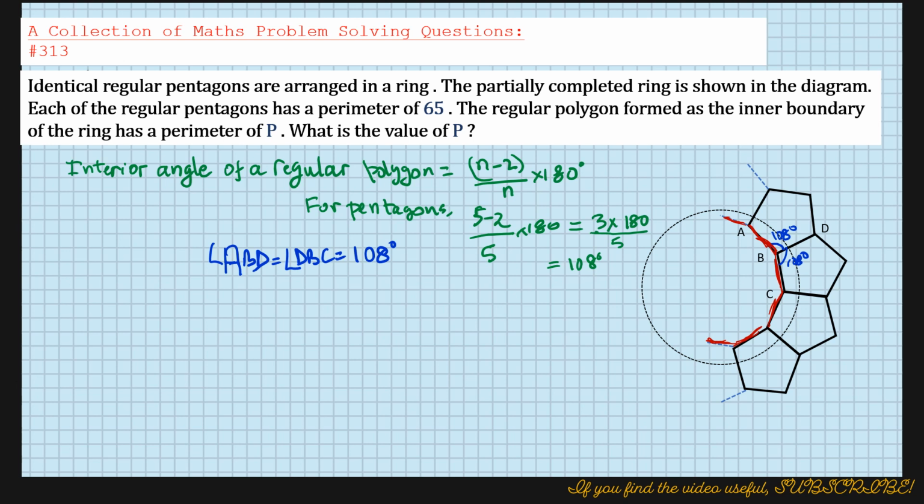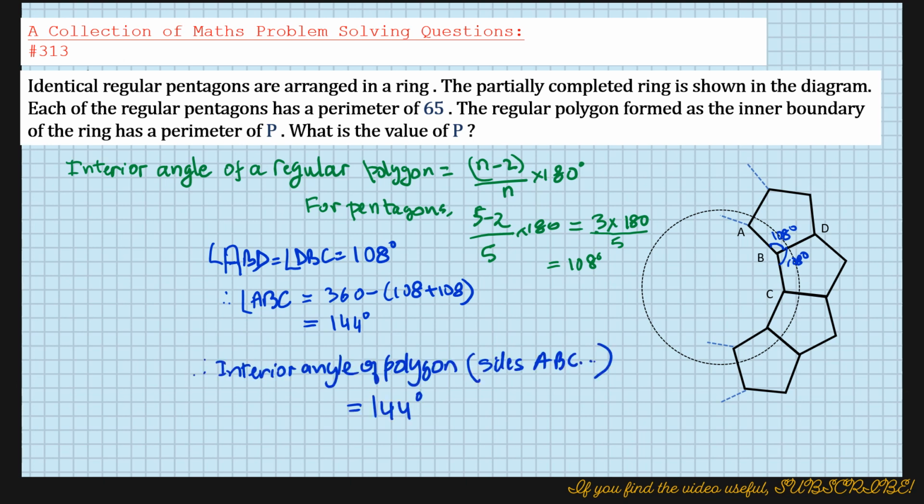So we have worked out the interior angle of the pentagon, but what about the other polygon? That would be 360 minus twice 108, and that is 144. So once we know that is 144, we reapply the formula to find the number of sides.